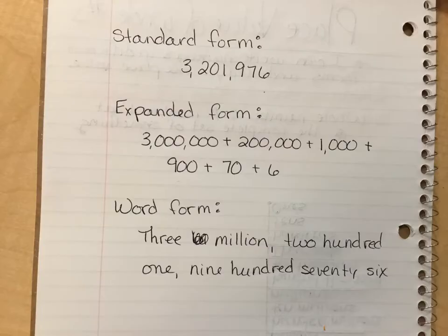We're also going to review this from yesterday. We had standard form. Standard form of a number is just the number itself written in number version. So this, 3,201,976, is written in standard form. Standard form is numbers.